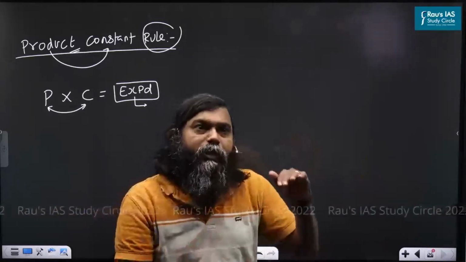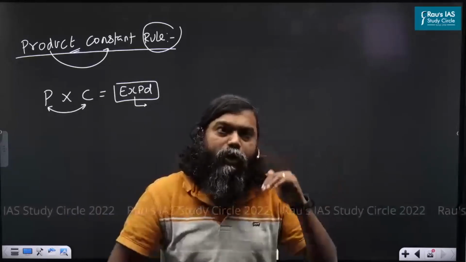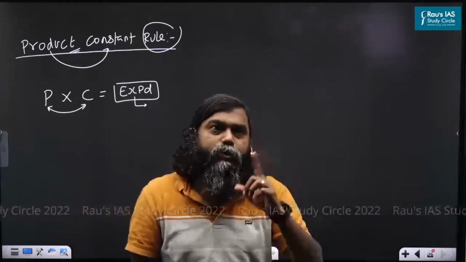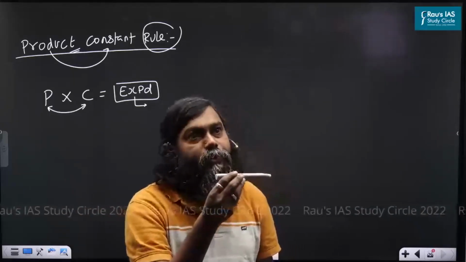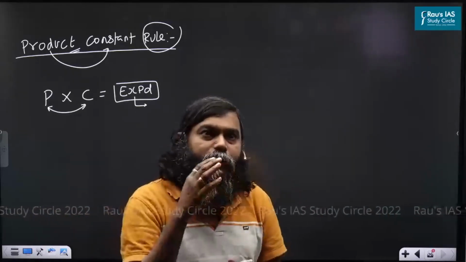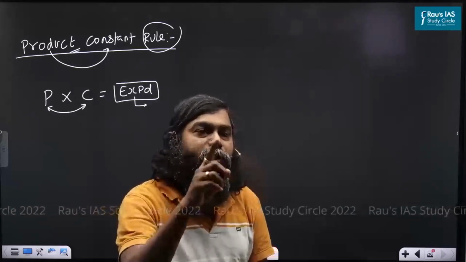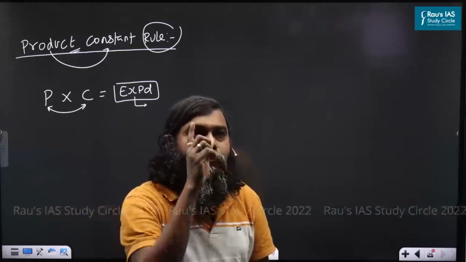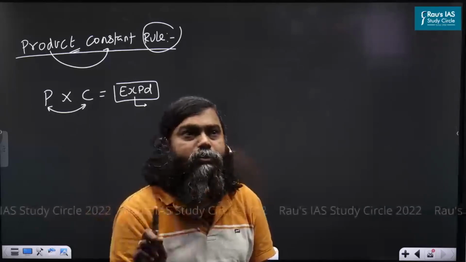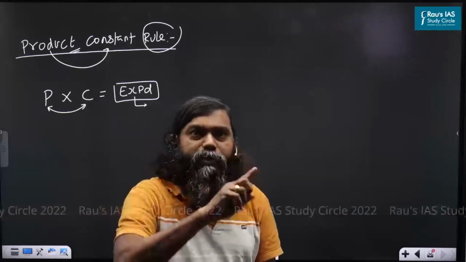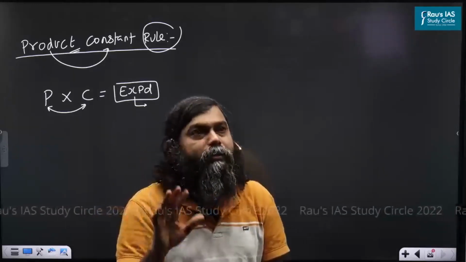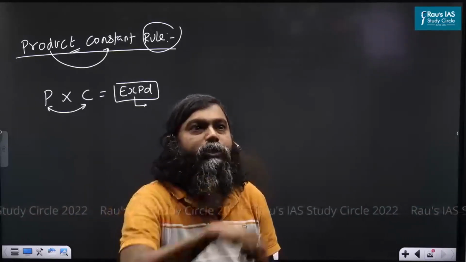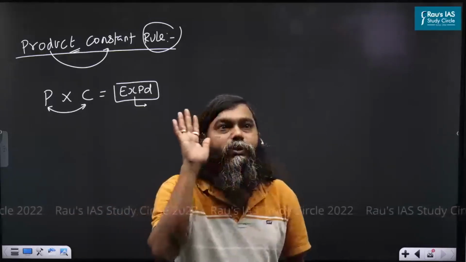So whenever price is increasing, you expect your expenditure to increase. Why? You assume consumption is constant. If you are not ready to increase your expenditure, what does that mean? That means your expenditure is constant, not decreasing. If expenditure is constant, you can spend 100 rupees only. At that time, what will happen to my consumption? Then only it is decreasing. Understood?